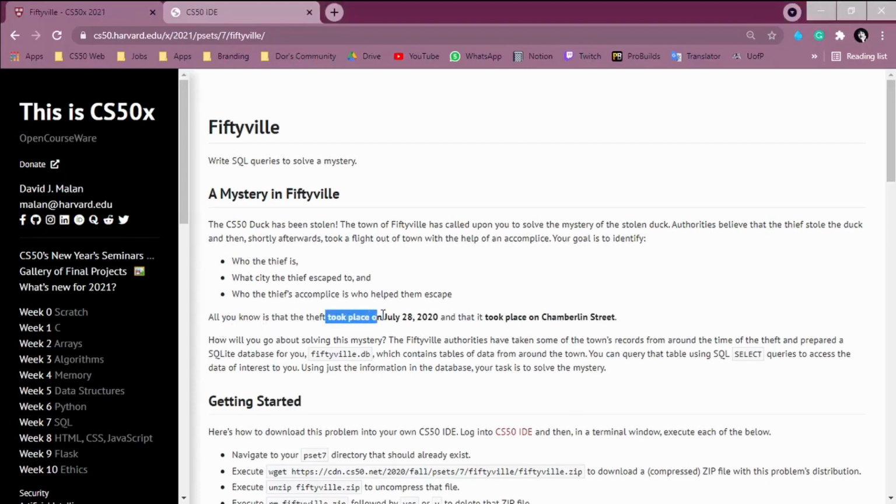That the theft took place on July 28th in 2020 and took place on Chamberlain Street. Okay, this mystery happens at this time and at this place.